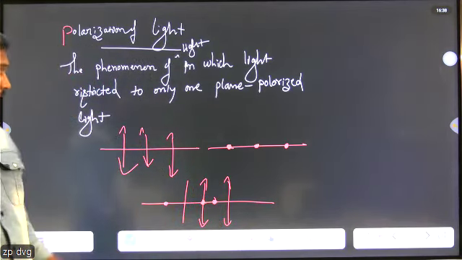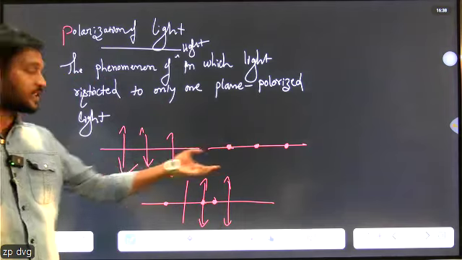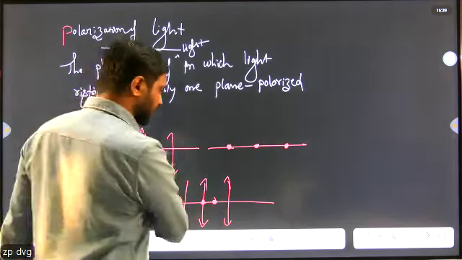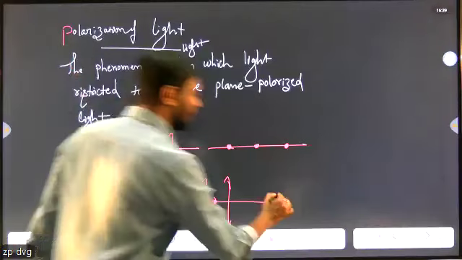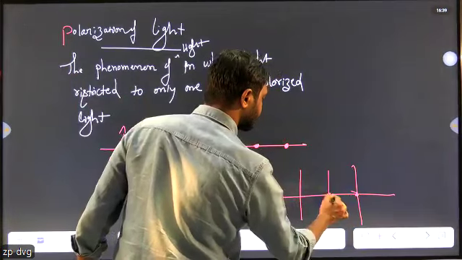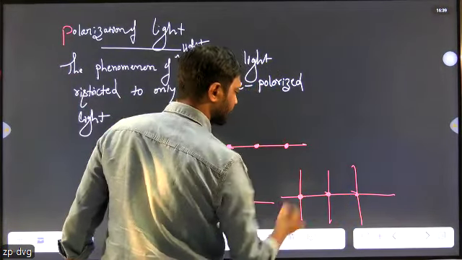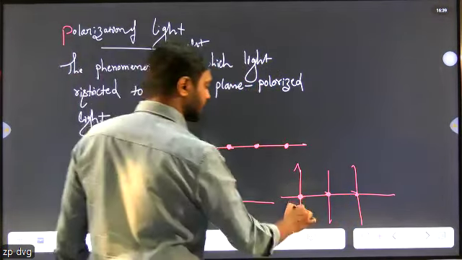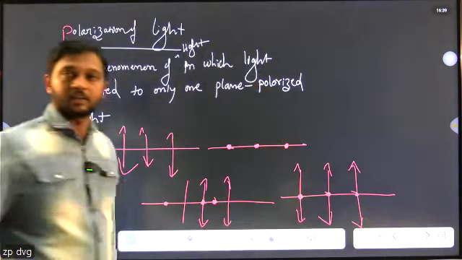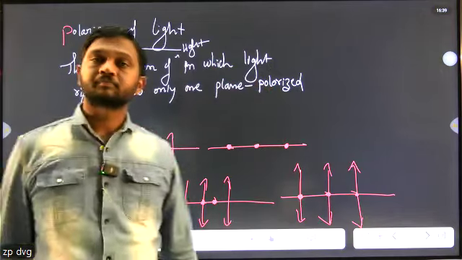This is a representation of polarized and unpolarized light. This is partially polarized light. Unpolarized light is like this. This is unpolarized light. Is it clear, all of you?